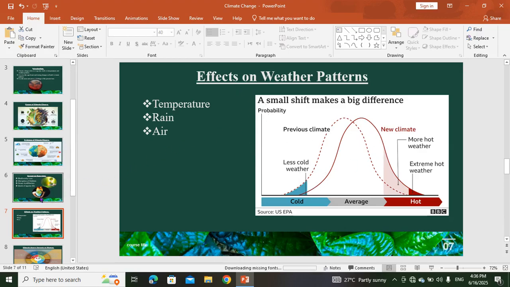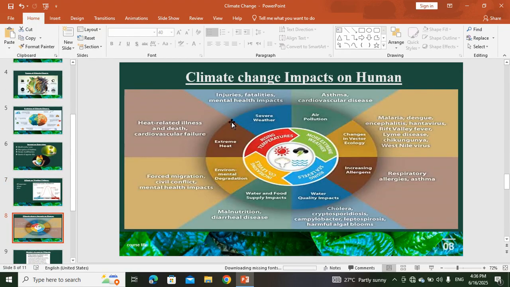So next, you can see the climate change impact on humans. What are the climate change impacts on humans? You can see severe weather, extreme heat, environmental degradation, water and food supply impacts, water quality impacts, increased allergens, change in vector ecology and air pollution. These are the main impacts that are happening due to climate change, and these factors affect human life.